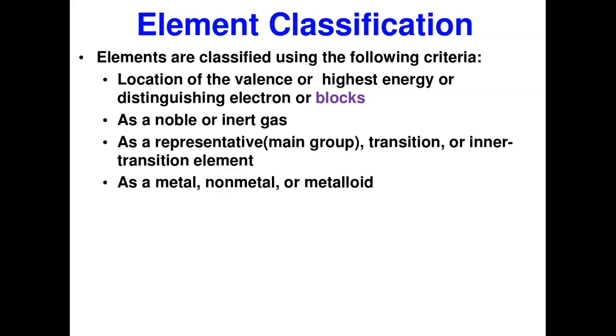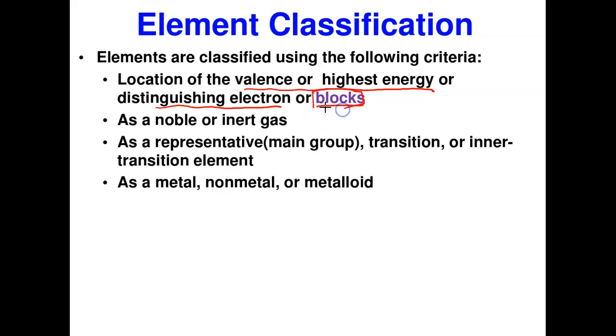So let's now move on to another important thing we need to understand. Like I said, this chapter is all about understanding the periodic table. Let's look at the element classification. Elements are classified using many criteria. At this place, we're going to be looking at 4 of these criteria. The first one, we can classify elements based on their valence electron. Or you can say the highest energy electron, because the valence electron is the highest energy electron. Or we can say a distinguishing electron that distinguishes it chemically. That's what we mean. Or we can say the blocks.